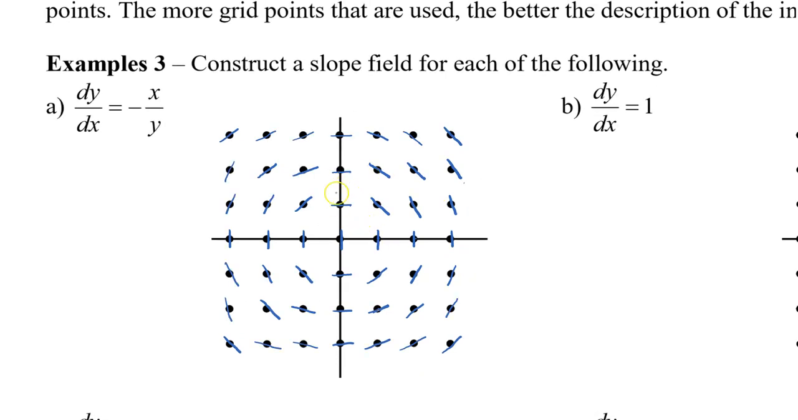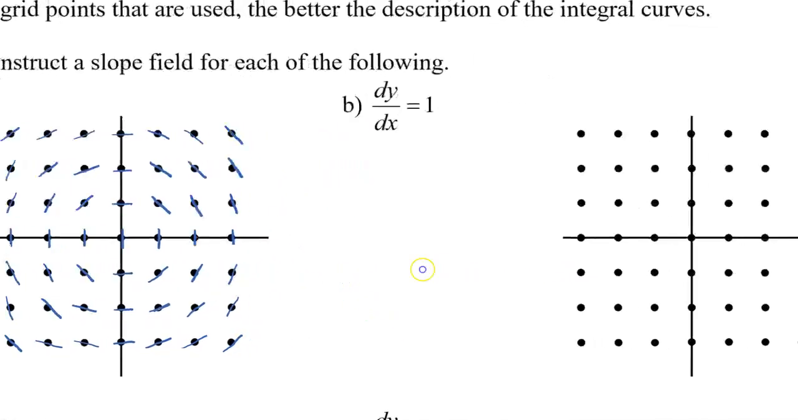And so I've drawn all the little markings here, and you get something that looks like this, which is actually very circular. So that means that the integral of dy dx equal to -x/y is actually going to give you concentric circles that look like this. All right, let's take a look at one more.